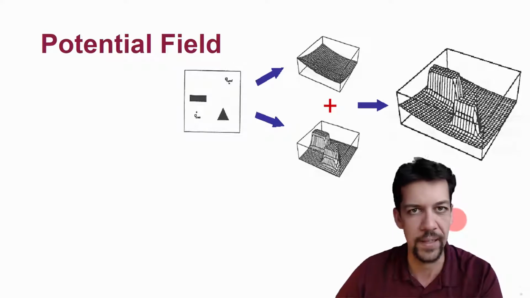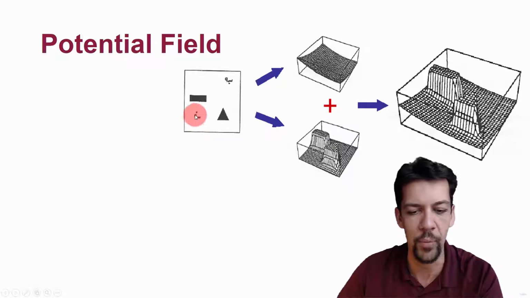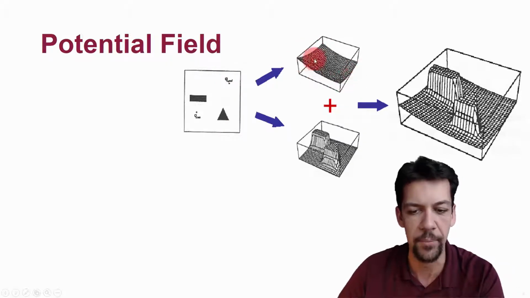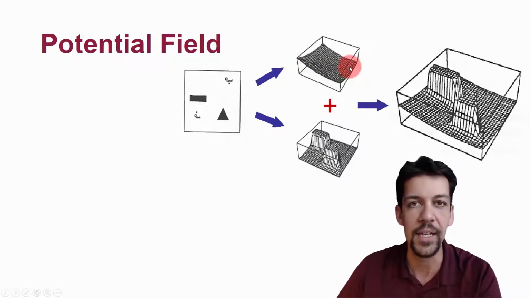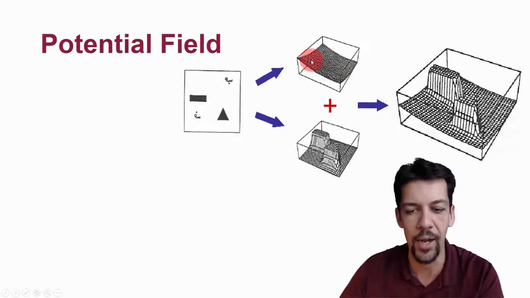So let's look at the potential field algorithm in more detail. In this particular example, we have a very simple map where we have a starting location for our robot, and we have the goal for our robot, and we've got two obstacles. One is a little square and one is a little triangle. The goal generates a potential field map that looks like this, where the closer we get to the goal, the lower the potential force or repulsive force is.